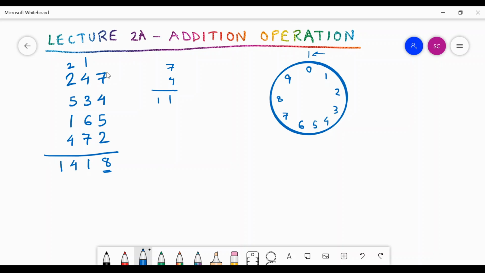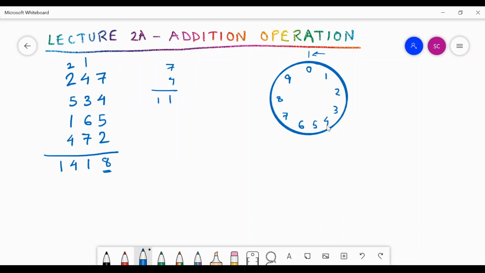Now you see, when we are adding these numbers, we start from 1. So our starting position is here. Then we have to add 4: 1, 2, 3, 4. Then add 3: 1, 2, 3. Then add 6: 1, 2, 3, 4, 5, 6. We have crossed the clock once, right? We have crossed the clock once.